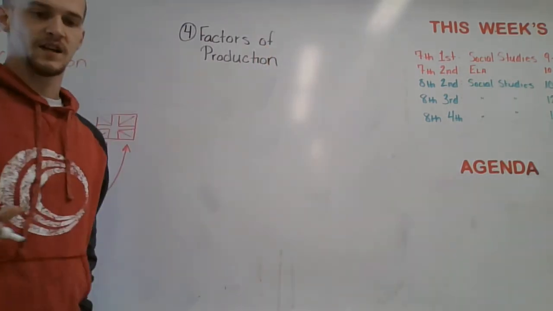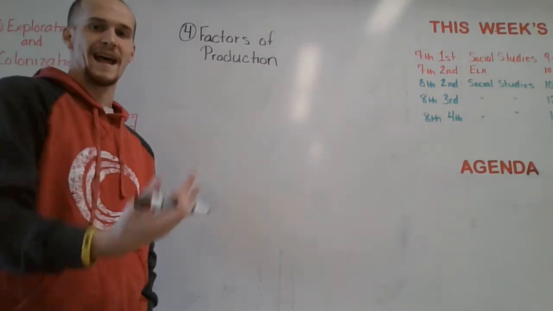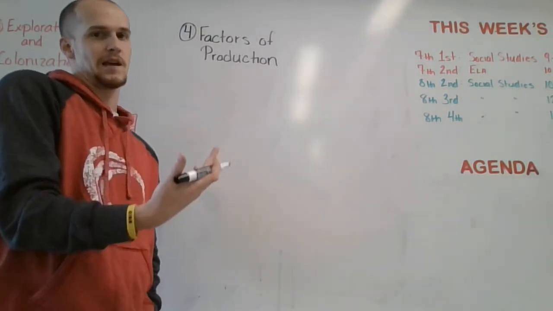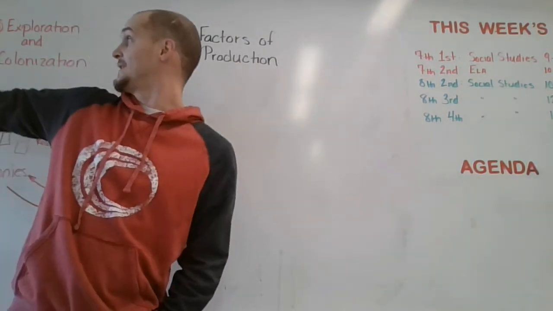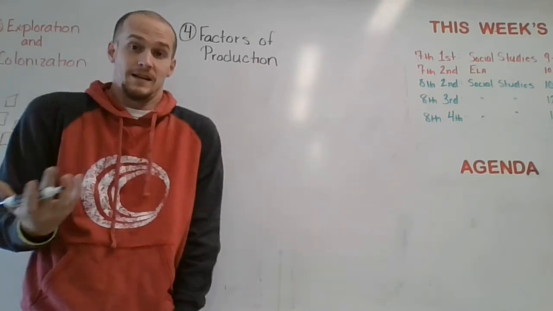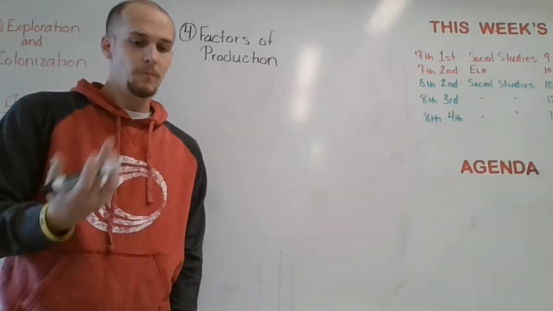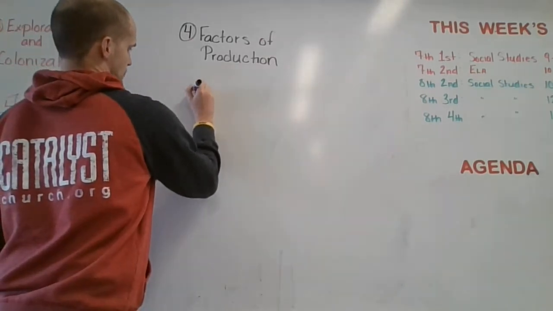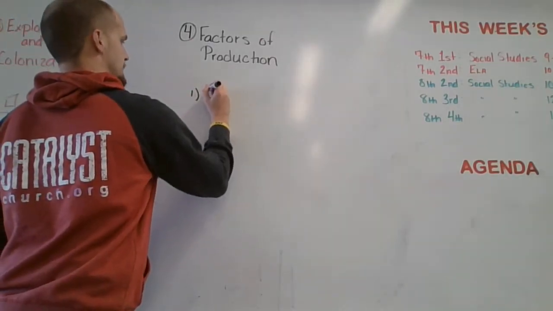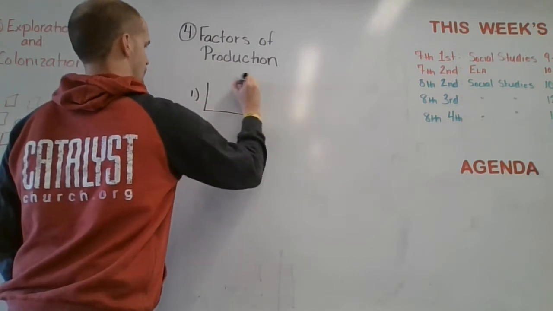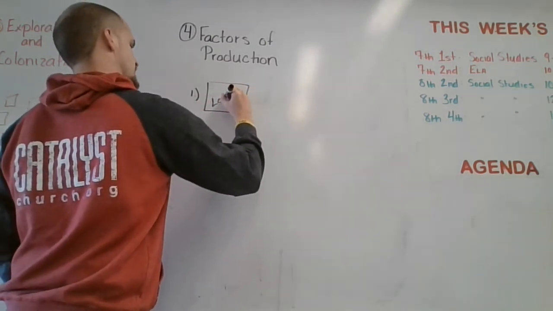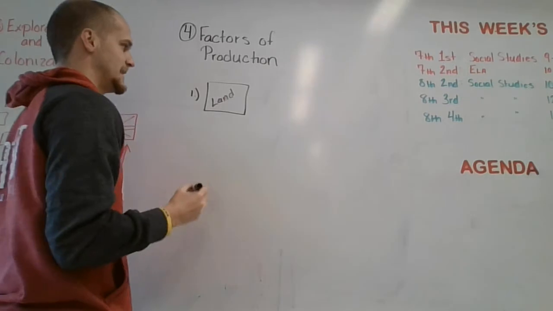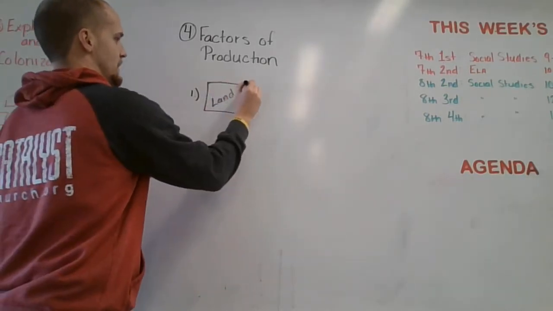The factors of production. These are the things you have to start a company. And in a way, the Industrial Revolution is a company. And Great Britain has all three of them. Number one, the first thing they need is land. They need land that they can build on.